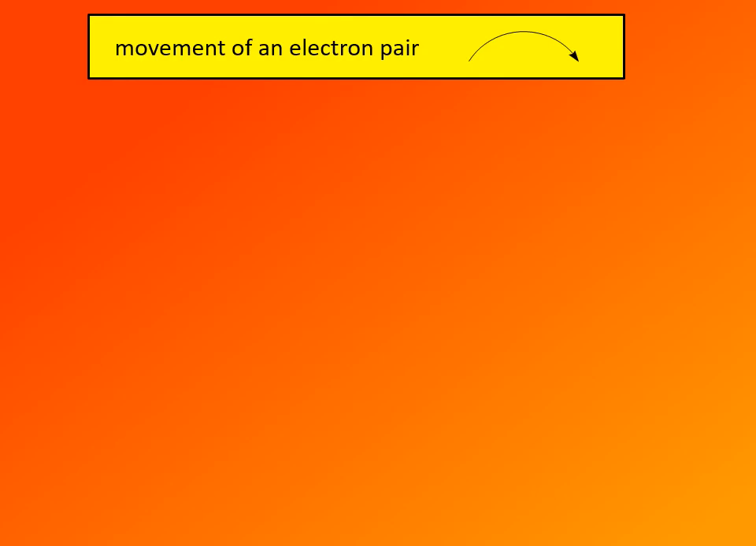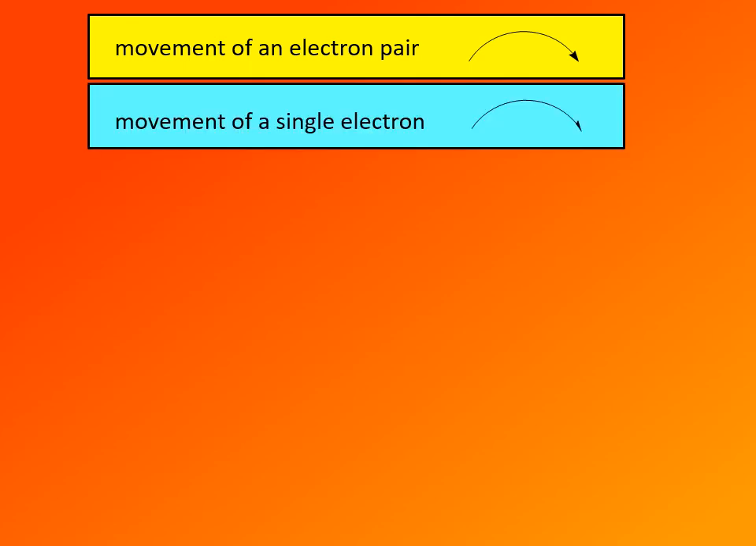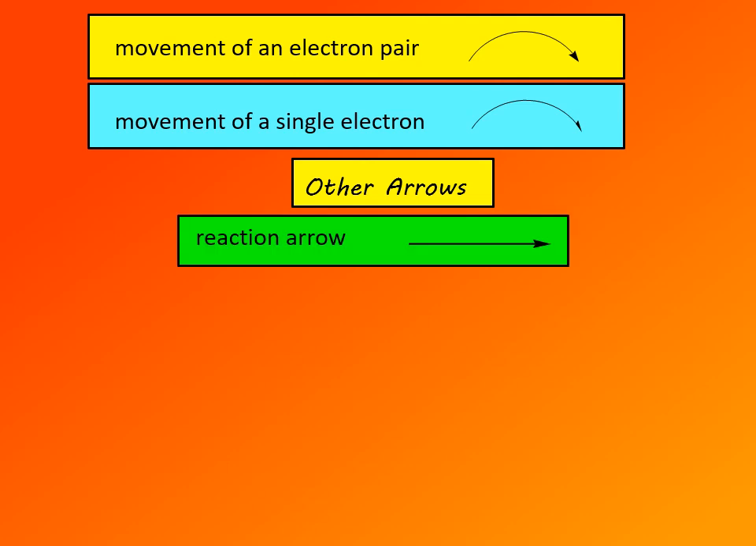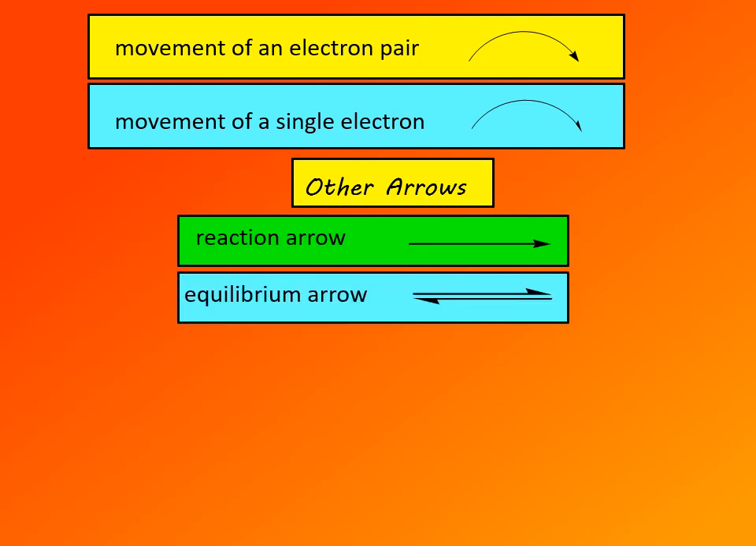And finally, just as a summary, I'm going to review here different types of arrows that are used in organic chemistry. Not all of them, but those most commonly used. So full curved arrow indicates movement of electron pair. Curved half arrow or fishhook arrow indicates movement of single electron, and there are some other arrows that you need to know. Reaction arrow, of course, is straight full arrow.